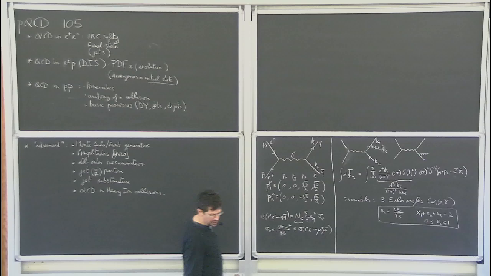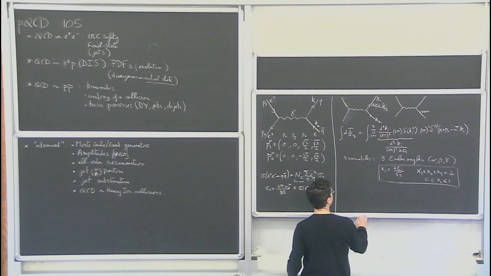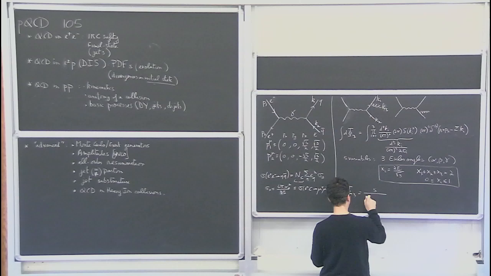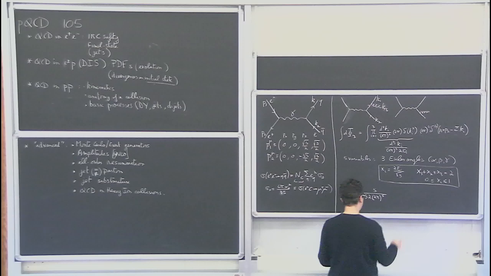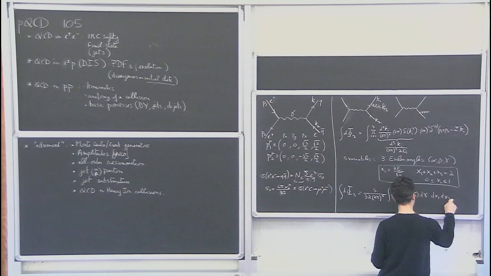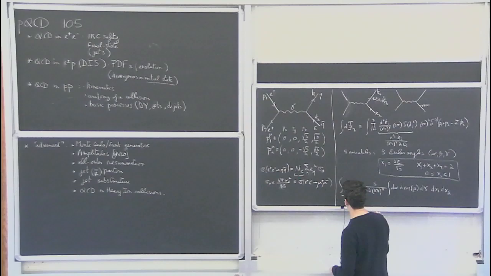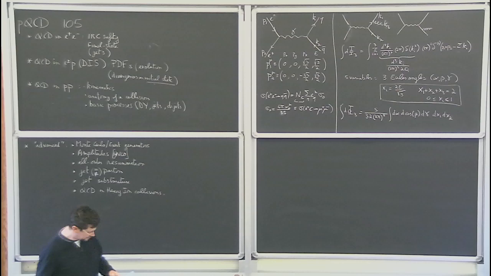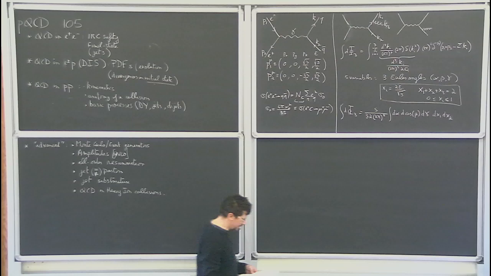In that context, the phase space d phi 3 can be written with some factors in front of it, s over 32 times (2 pi) to the fifth, times an integration d alpha d cos beta d gamma times dx1 dx2. This would be the full phase space after you've imposed energy-momentum conservation. I'll have to do a bit more kinematics in a second, but at least this is the first one you'll need to remember.